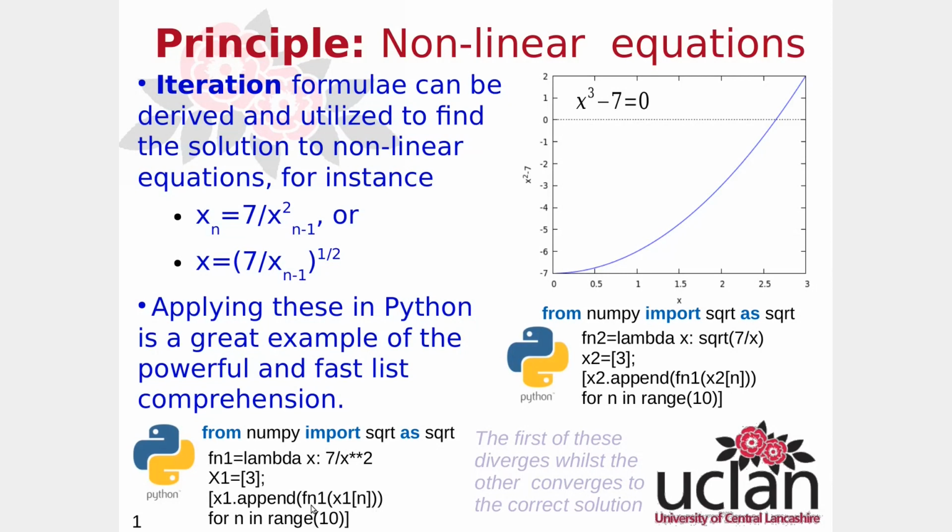And then I'm going to look at the second formula by setting up fn2 as simply the square root of 7 upon x. This is why we imported the square root function. Again, starting x2 off at 3, using a list comprehension to evaluate that 10 times. When we do this in the forthcoming workshop, hopefully you will see that the first of these diverges and the second converges.